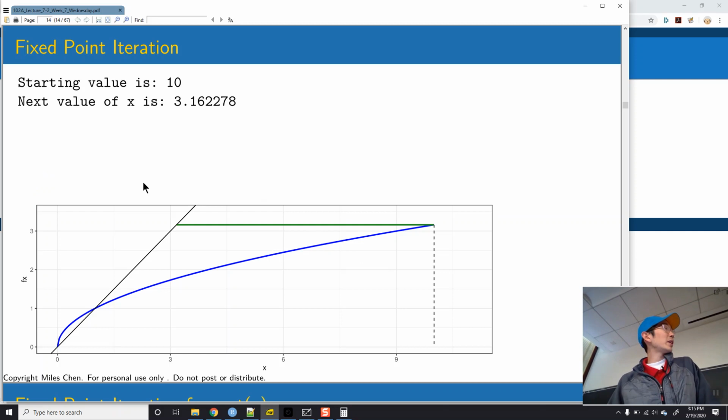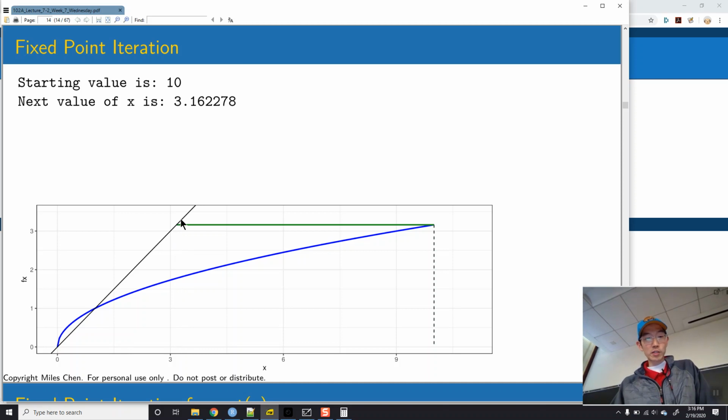So here I have the square root of x function in blue, and I start at the value 10, and I ask, what's the square root of 10? The square root of 10 is 3.16, and that is the height of this value. If I follow that to the line y equals x, then this will be my next location.